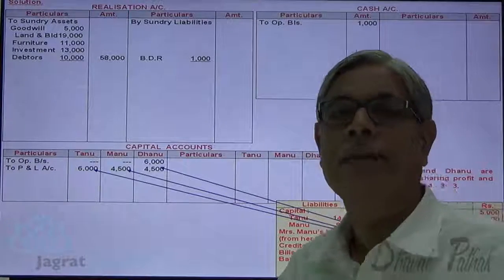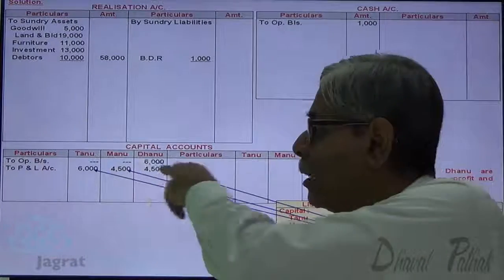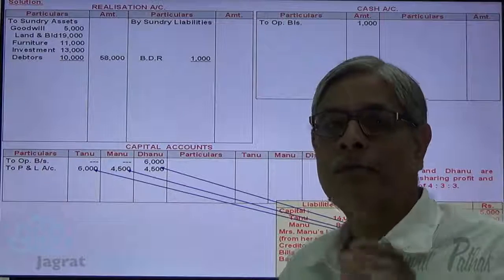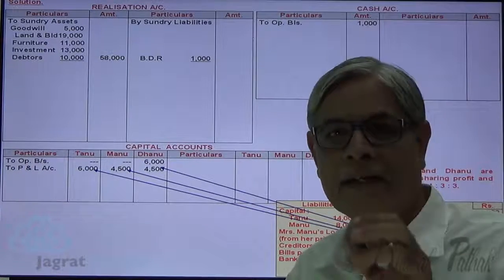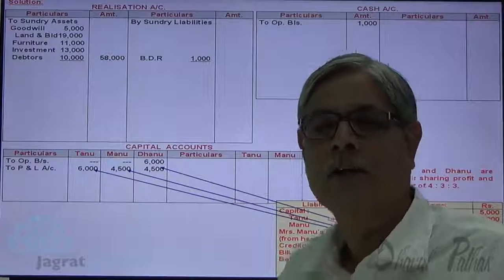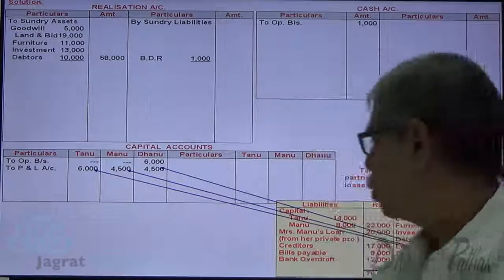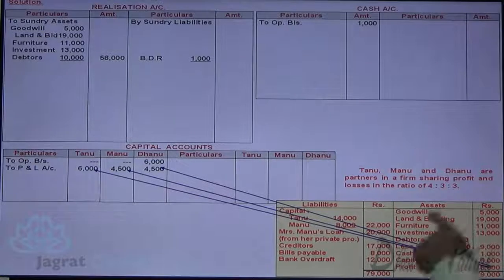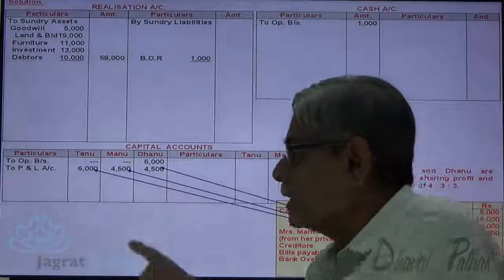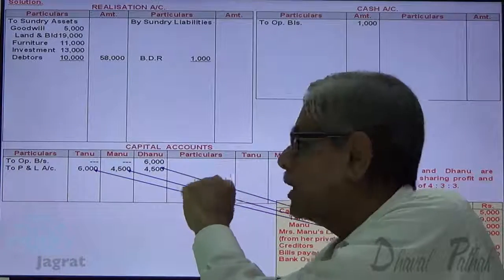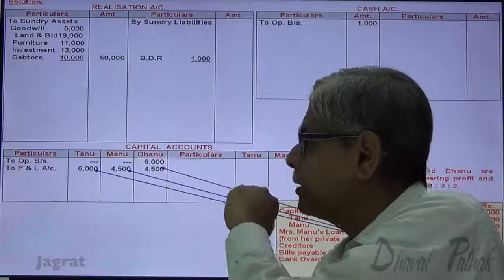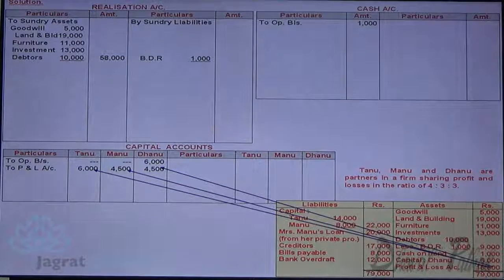This is how the capital accounts are debited because of the loss in business depicted by the debit balance of profit and loss account on the asset side of the balance sheet. So total loss was 15,000 distributed in the ratio of 4:3:3. Journal entry for that is Tanu's capital account debit 6,000, Manu's capital account debit 4,500, Dhanu's capital account debit 4,500, to profit and loss account 15,000.